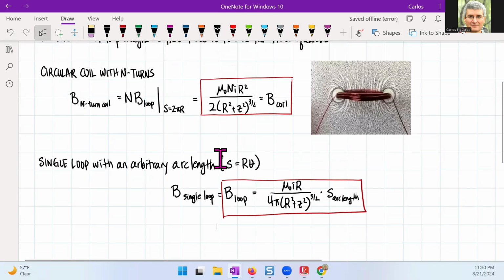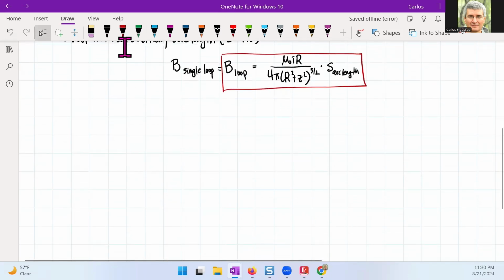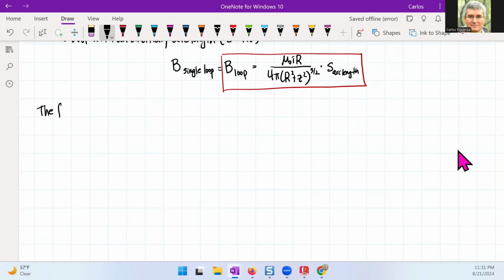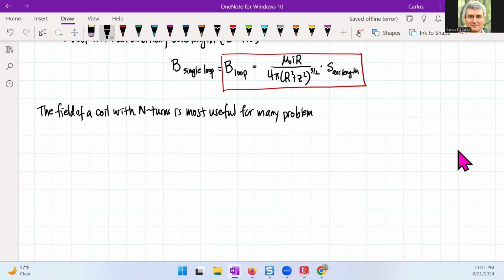Now, if we analyze these two fields, here's my interpretation of what is going on. The field of a coil with N turns is most useful for many problems because it continues to show up, so for many problems in this and the next chapter.